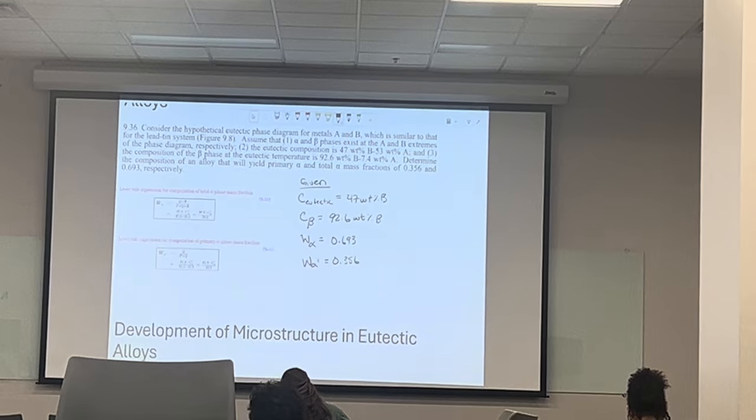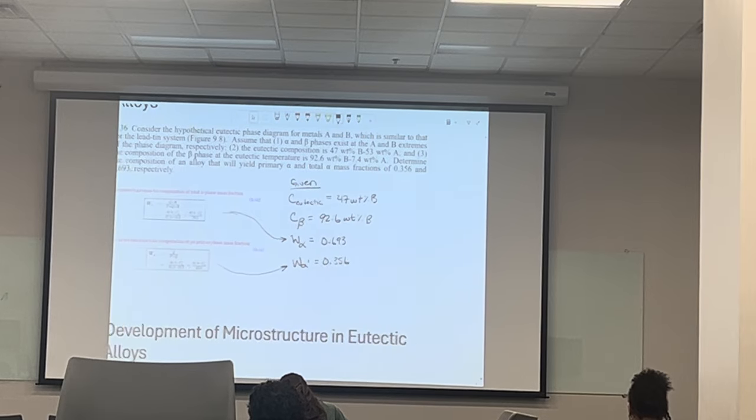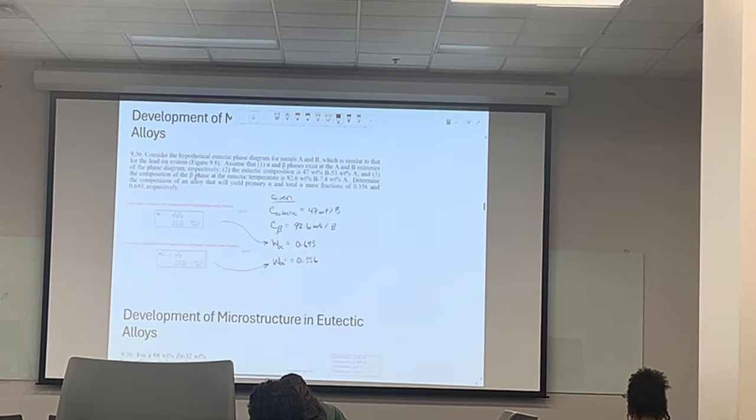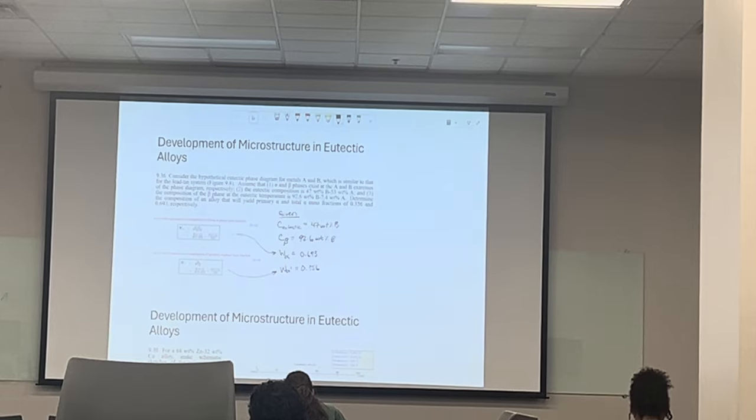The primary alpha, or I should say total alpha phase mass fraction, is this guy, and essentially this is this guy. You can kind of see where it's going. I'll go ahead and go over it with you guys. So they gave us the hypothetical eutectic phase diagram. In this question, they didn't necessarily provide the diagram, but we could pull up figure 9.8 to help you visualize how to go about solving the problem, but in this case, it's just computation.